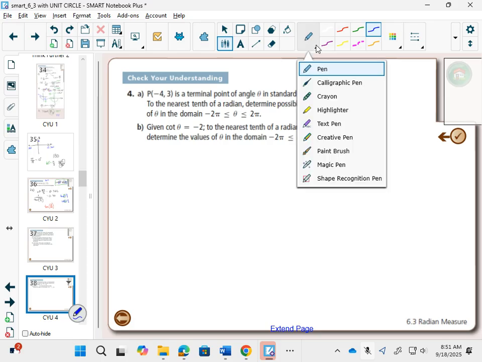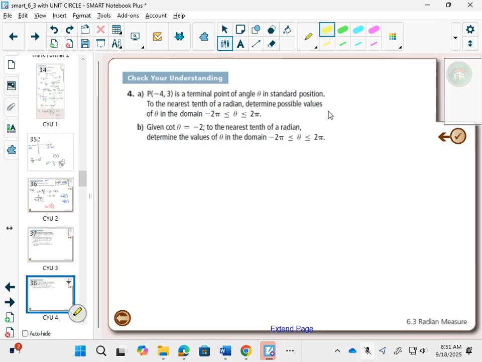P, negative 4 comma 3 is a terminal point of an angle in standard position. You are going to see so many questions that start with something about an angle in standard position. I find it super helpful because these questions are going to involve reference angles, involve the CAST rule. They're going to include SOHCAHTOA, all the stuff in trigonometry you've already learned. So it's really, really helpful to start by just drawing a little diagram.